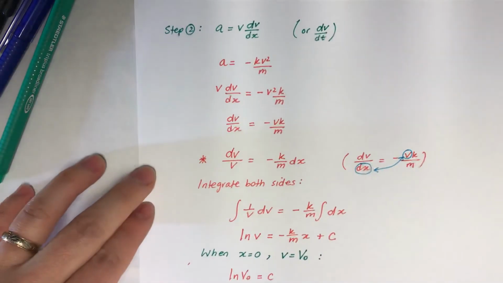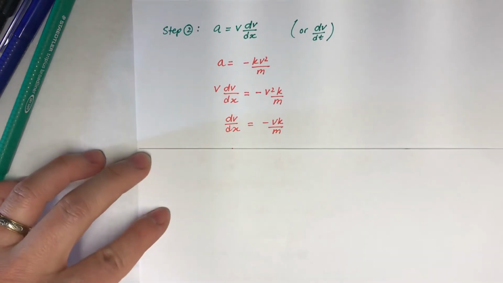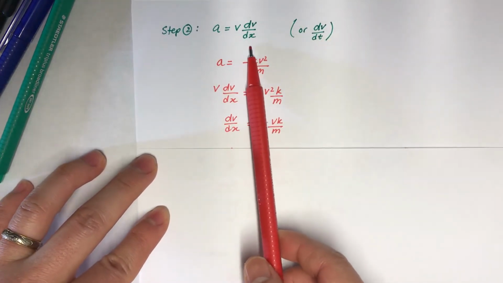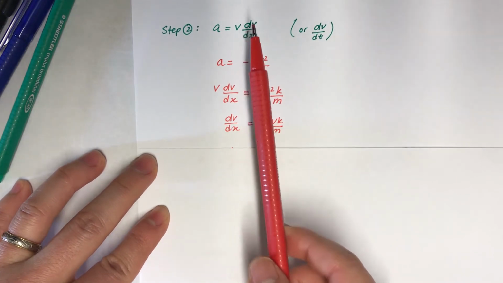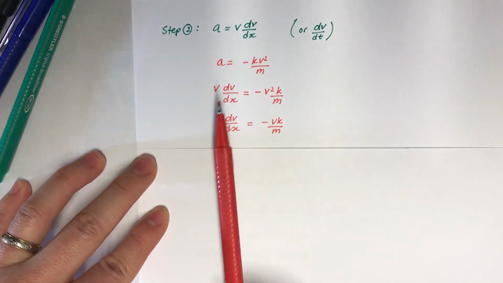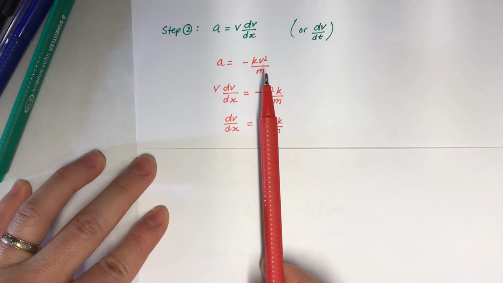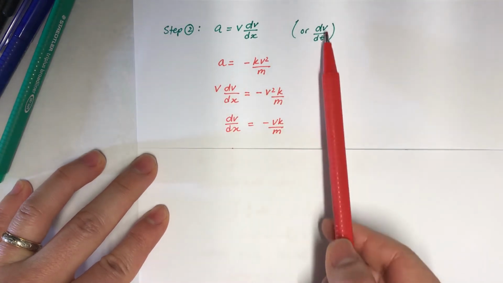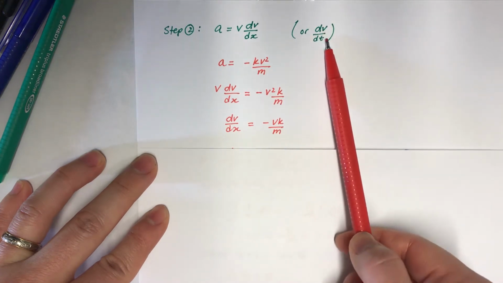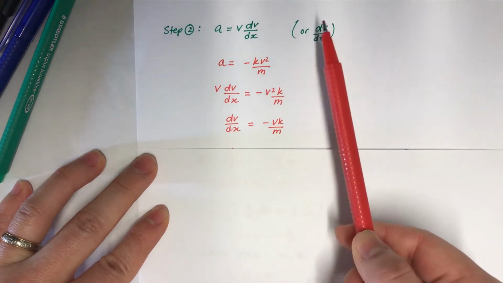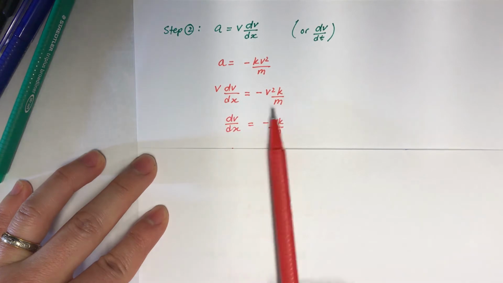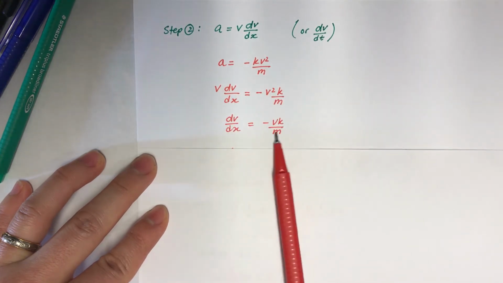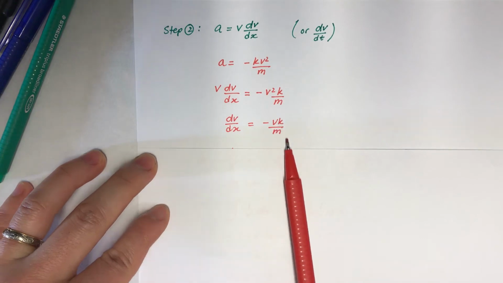So if we did that, I'm going to just cover this one. Step 2 would be a equals v dv over dx, because the question says find v in terms of x. So I've just done that, and I'll change the a into v dv over dx. Now sometimes they will ask you to find v in terms of t, then you have to use this, obviously. So we cancel the v on both sides, so I will have just now minus vk over m.